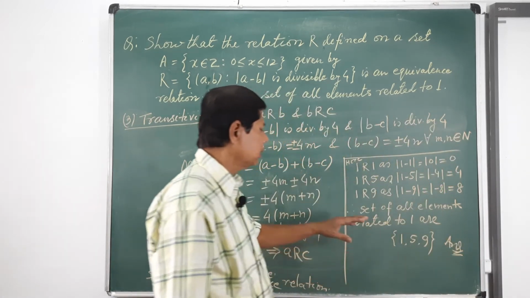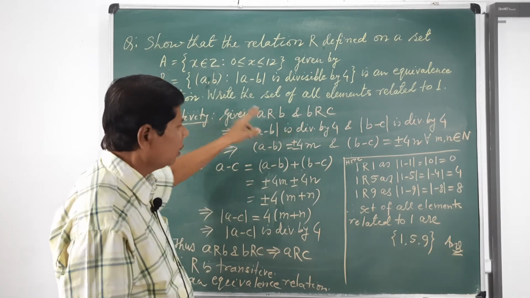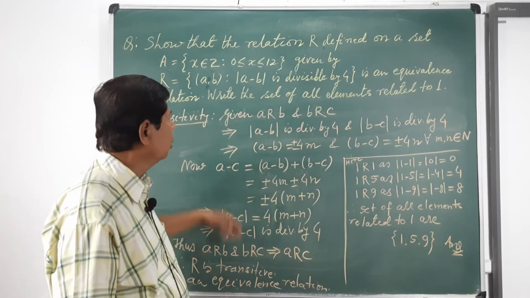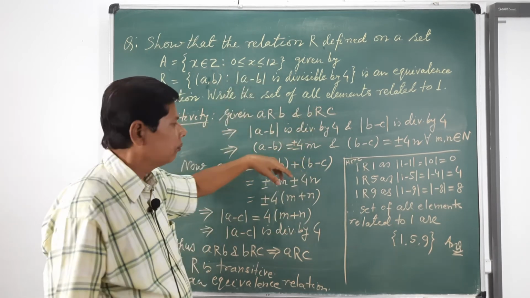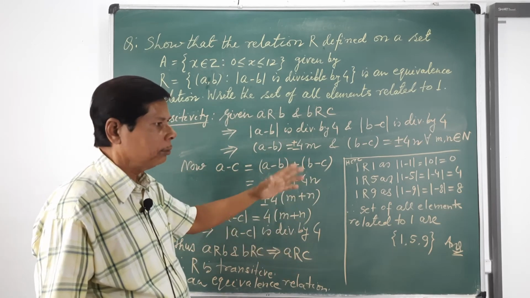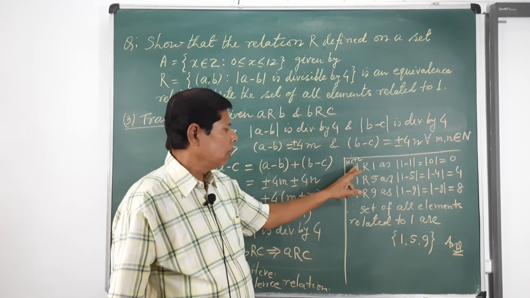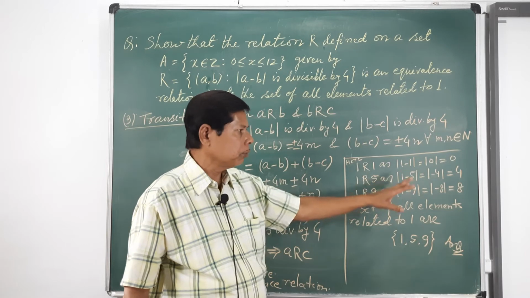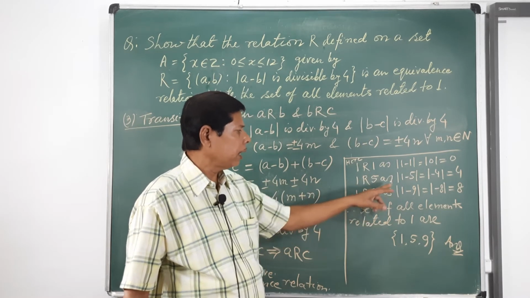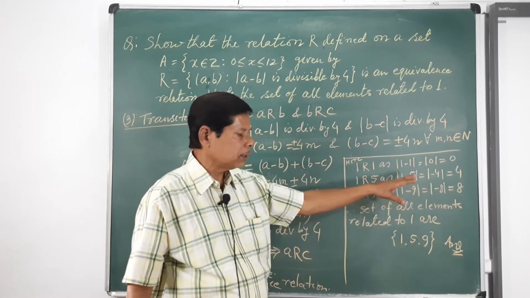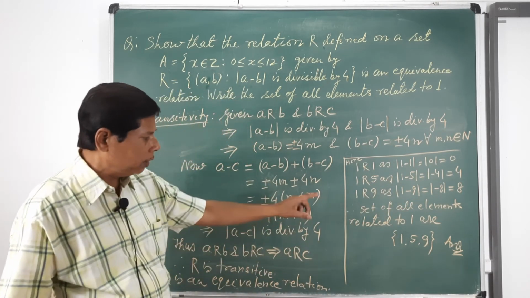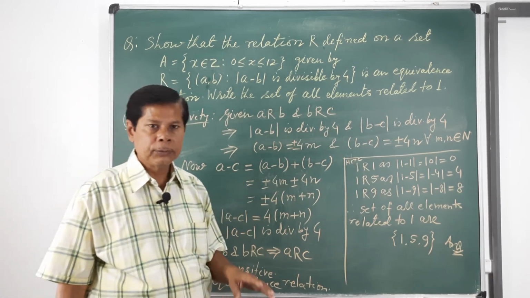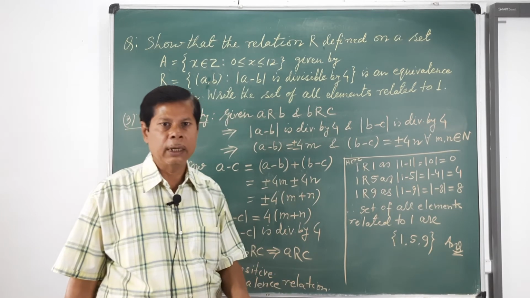Now, if any element other than 1, 5, 9, suppose 7 is taken, 1 minus 7 is minus 6, mod of minus 6 is equal to 6, which is not a multiple of 4. If you take 12, 1 minus 12 equals minus 11, mod of minus 11 is 11, not divisible by 4. So, only these three elements: 1 minus 1 is 0, 1 minus 5, modulus of that is equal to 4, 1 is related to 9 as the modulus of the difference is equal to 8, which is a multiple of 4. So, only these three elements will be related to 1. So, this is your first problem. Next, we shall discuss the second problem.